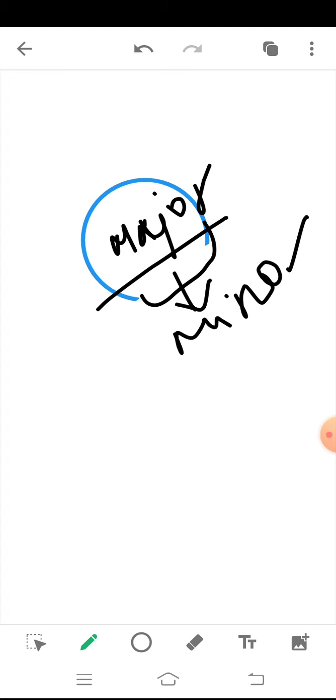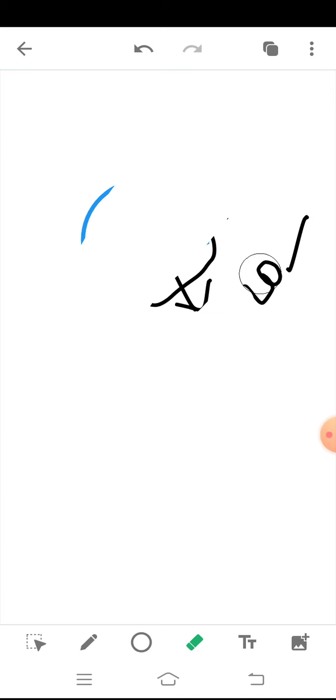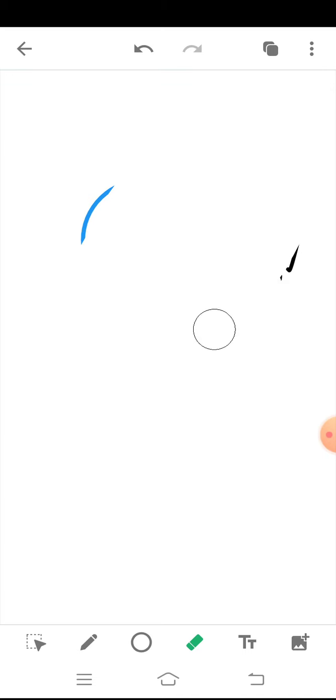Okay, and what is a major and minor? A segment of a circle which is greater than a semicircle is known as a major segment of a circle. It is the segment bounded by the chord and the major arc. And for the minor segment I am giving a definition. A segment of a circle which is smaller than the semicircle is called the minor segment of a circle. It is bounded by a chord and the minor arc.